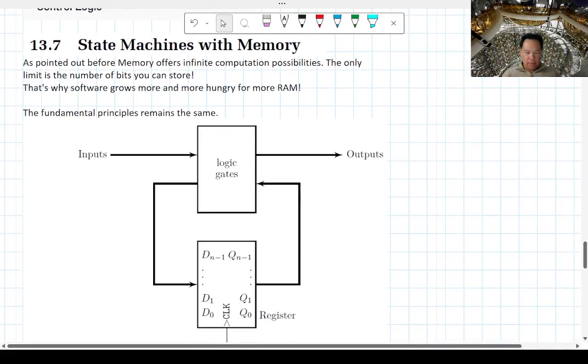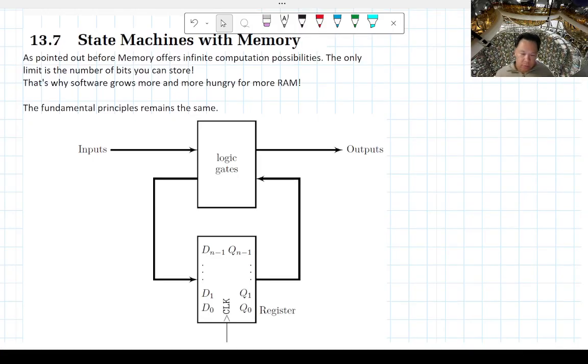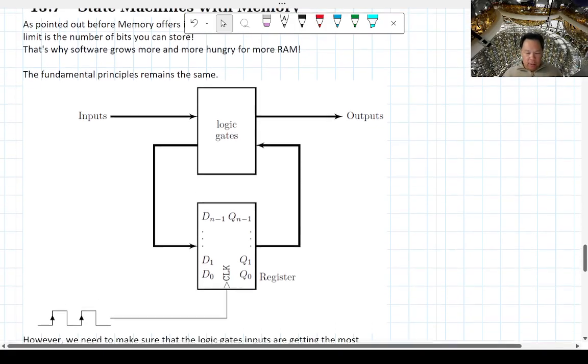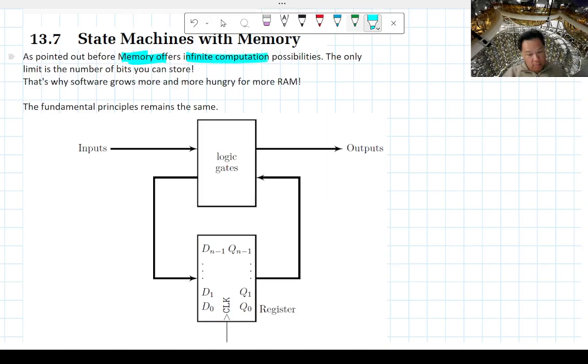This gives us a big overview of how a computer actually works. So the fundamental principle is that now that we have memory, it gives us basically infinite computational capabilities.